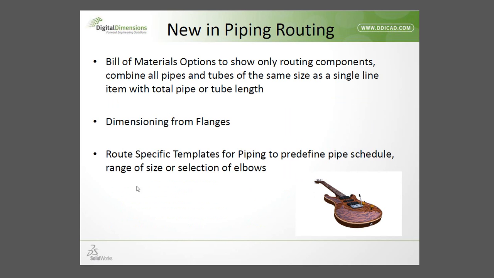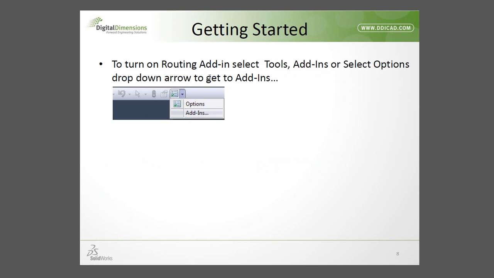Also, when I show this, I'm going to show the bill of material option to combine all the pipes of the same size, so you can see the total tube length, or pipe length. You also can now dimension from flanges, and there is some new template functionality where you can specify elbows and schedule, where you can have a specific template for the pipe routes so you don't have to always fill in that information for a specific schedule or use specific elbows. Alright, so we're going to get started.